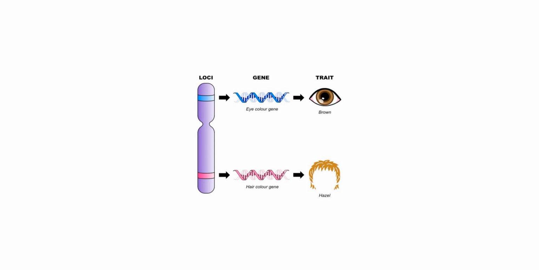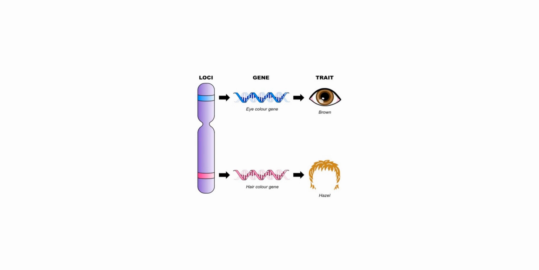So keep in mind that these might be turned off. These probably are not turned on in the same cells. So these loci in one cell might be wrapped around the DNA very tightly if you're not in the cells that produce this part of your body, but this one might be turned on in certain places wherever you're producing hair. So that's the idea of the loci. It's just the location on the chromosome of your gene.